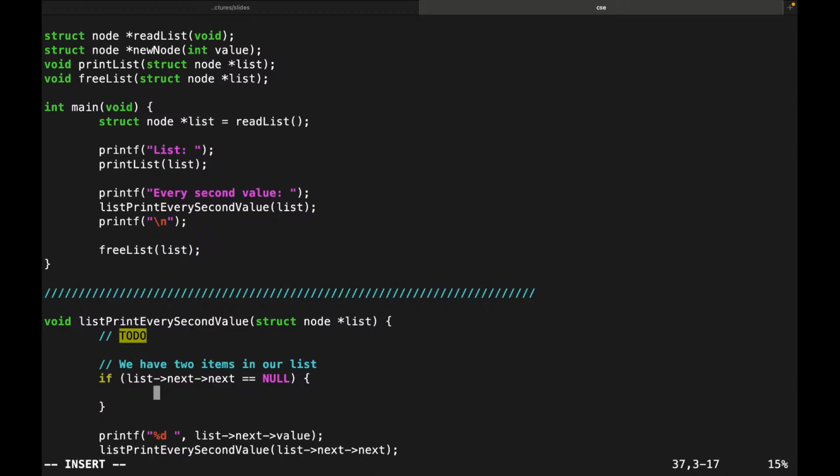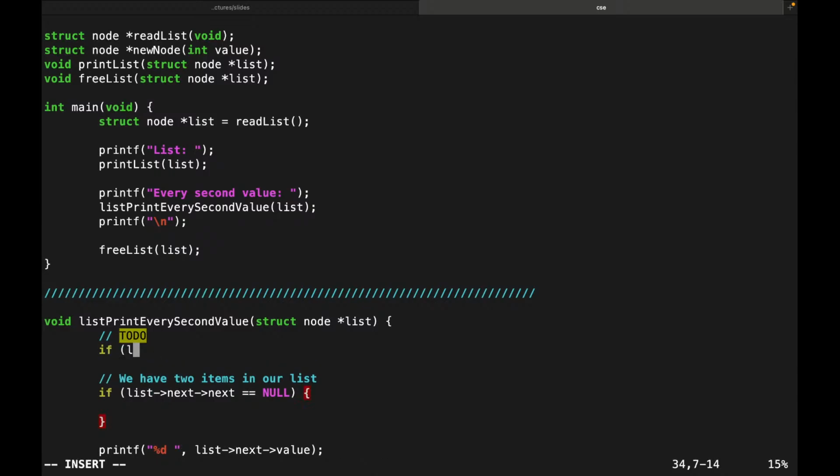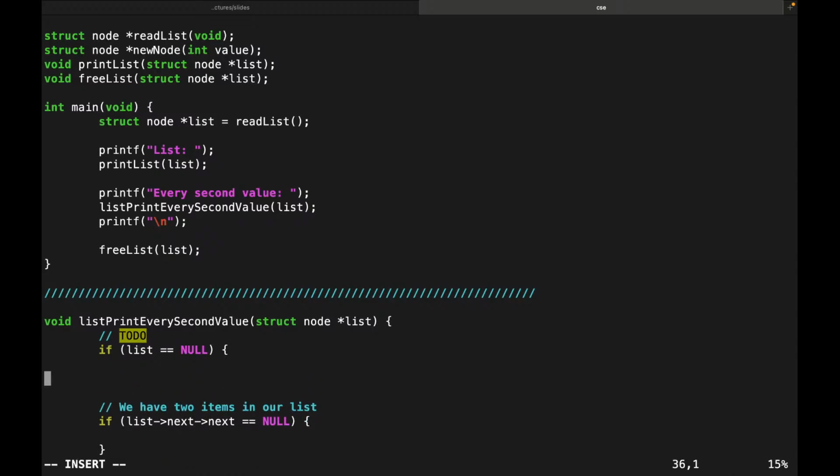So can we change this in some way? Yes. Awesome, so we can change it to if list equals null. Then what do we want to do? Yes, we want to return. If our list is empty, then there's no second value to print, so we just return, so that makes sense.